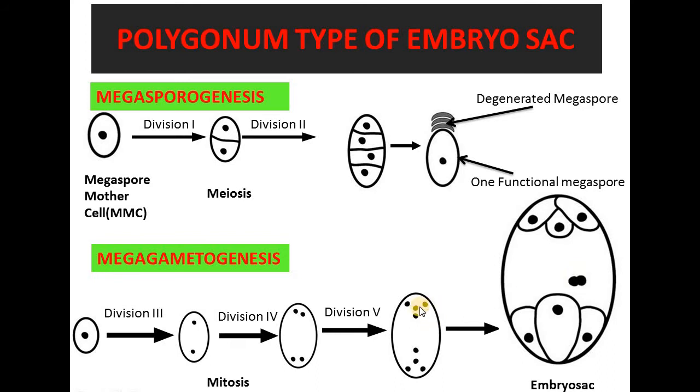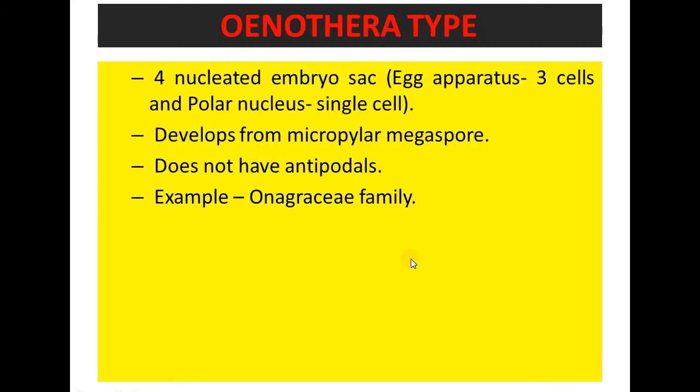Now the three nuclei which remain at the micropylar end will be converted into the egg apparatus, in which one egg cell will be there and 2 synergids will be there. In the same way, the 3 nuclei which are present at the chalazal end will produce the antipodals. So in this manner, an 8-nucleate and 7-celled structure will be produced, which is called the polygonum type of embryo sac.